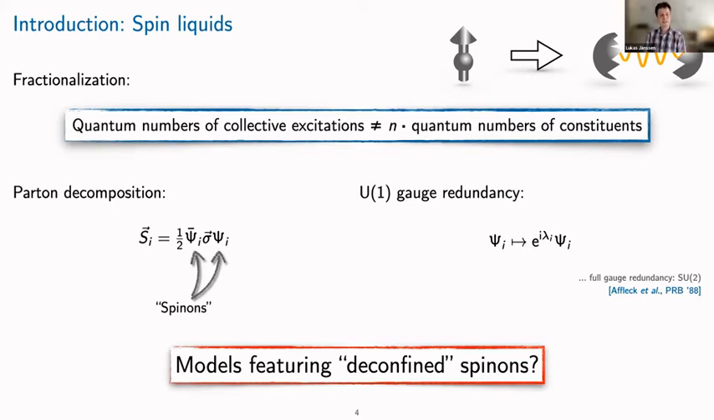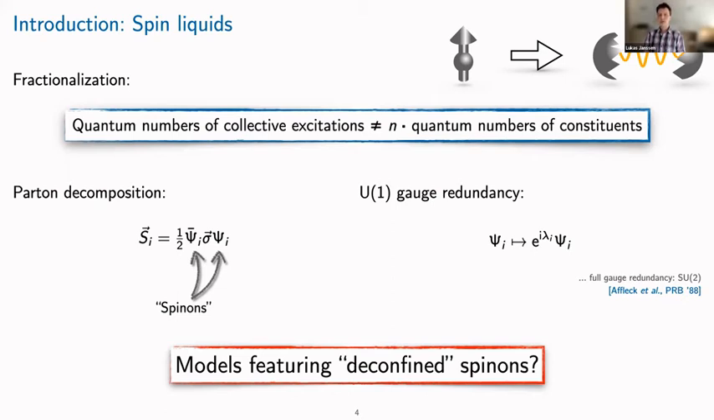However, even in a conventional system, say some Heisenberg spin model on a bipartite lattice, in such conventional systems the spinons, these fermionic operators, are always in a confined phase. That is, they cannot exist as isolated particles. They do not play any role for the spectrum.